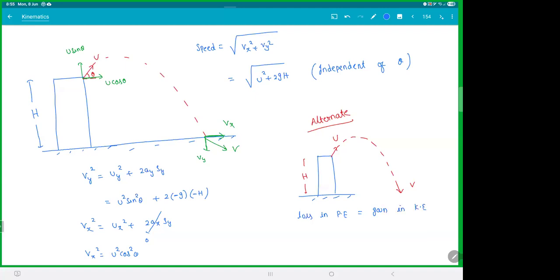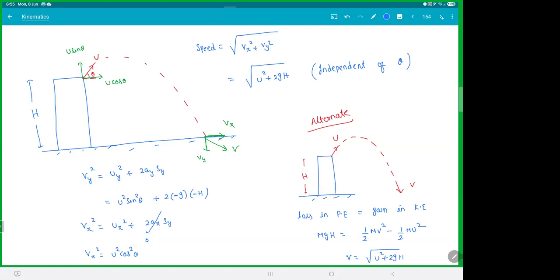Energy does not depend on the angle. What is the loss in potential energy? You are falling a height h, so mgh. What is the gain in kinetic energy? Half mv square minus half mu square. From here, you get v is equal to root over u square plus 2gh. Can you see? One step, you get the answer.